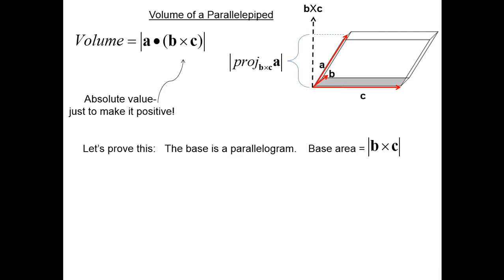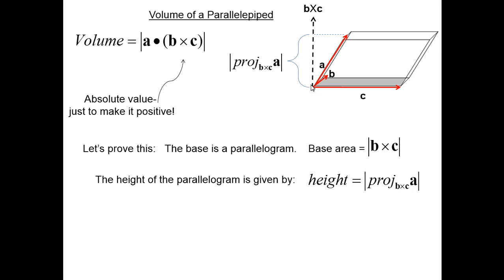And I've got a little picture here. Here's a little application of projection vector. If this is vector A, remember this is vector B cross C, and that's perpendicular to the base that contains B and C. So the projection of A onto B cross C, this distance from here to here, is the height of the parallelepiped. So the height is given by the length of that projection vector.